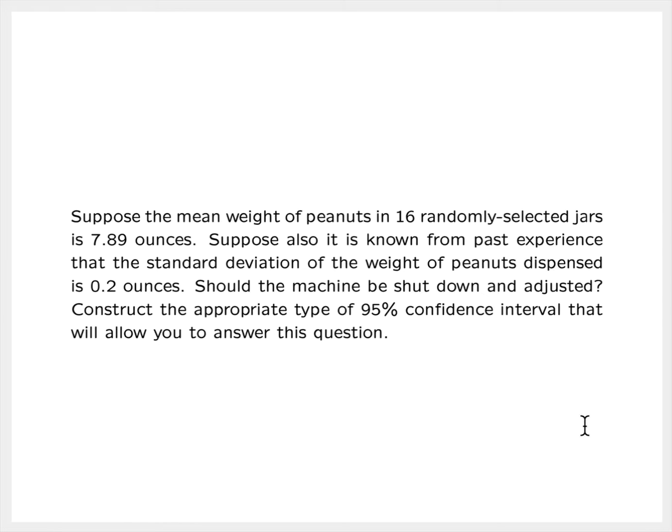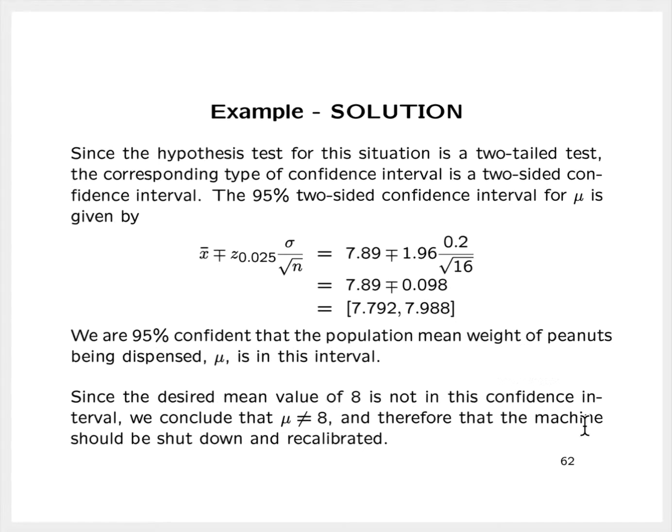So we could answer this question by performing a hypothesis test like we did previously, and making a determination based on the data and based on the results of that test to determine whether the machine is in control or not, and therefore whether it should be shut down and recalibrated or not. In this case, we're going to construct a confidence interval to make that determination.